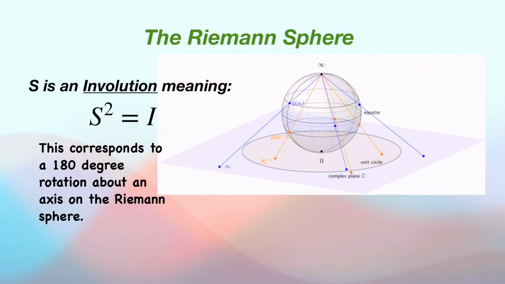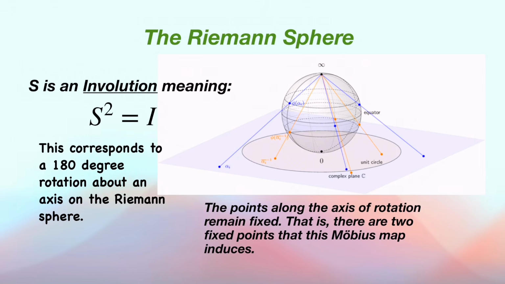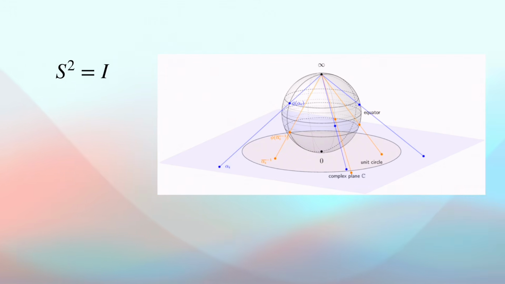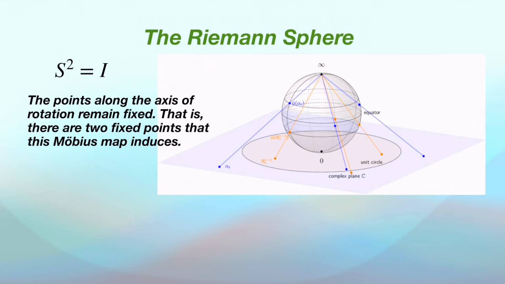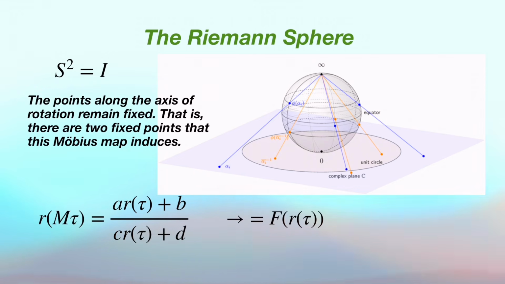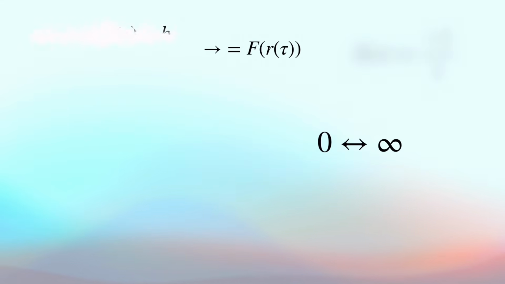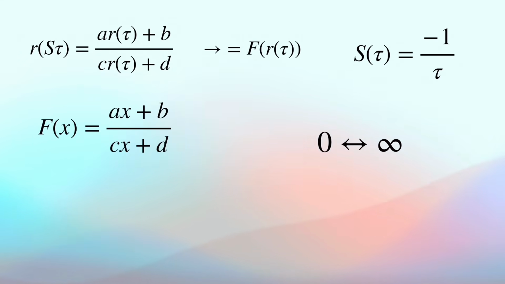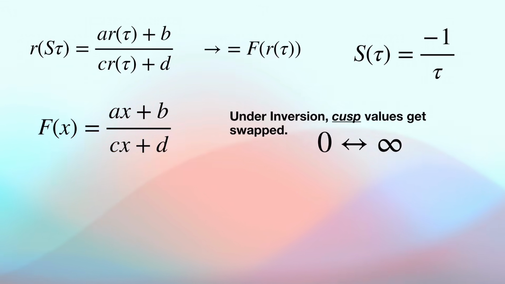Now, S is something called an involution, meaning when you apply it twice, we get the identity. This corresponds to a 180-degree rotation about an axis on the Riemann sphere. And from geometry we know points along an axis of rotation remain fixed. That's why there are 2 fixed points that this Mobius map will induce. So points along the axis of rotation remain fixed. And thus we want to find the map, and thus those fixed points. And that map we'll call f of x.